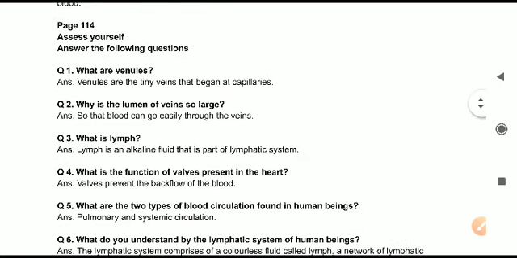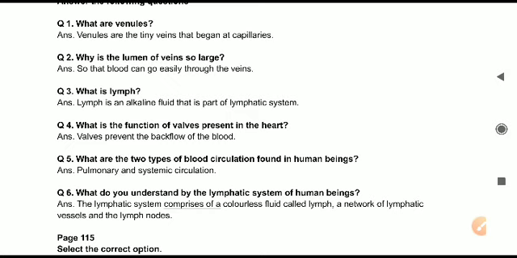Page 114, here again questions are there. Assess yourself, answer the following questions. Number 1, what are venules? Venules are the tiny veins that begin at the capillaries. So venules are smaller than the veins.